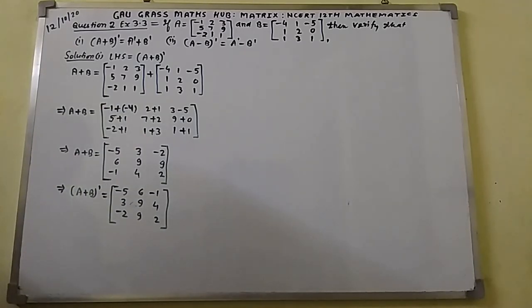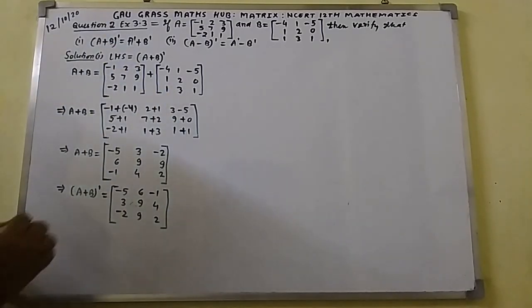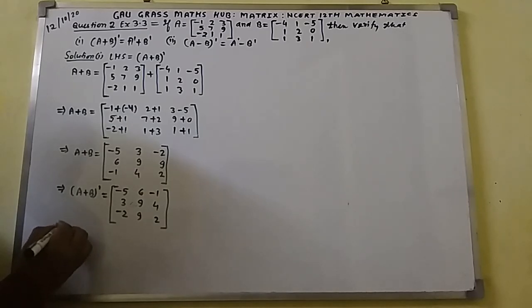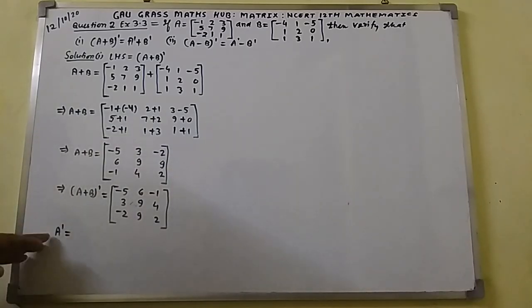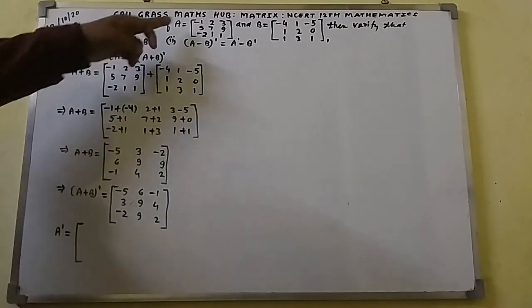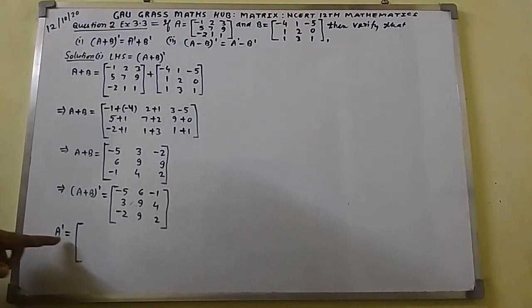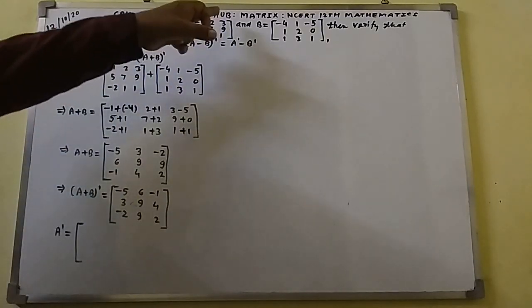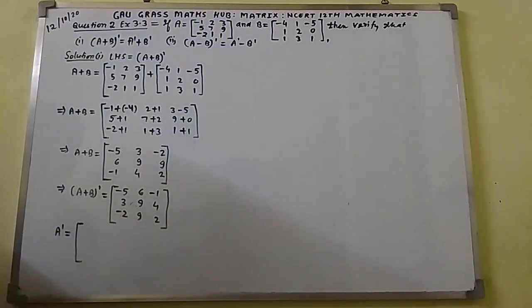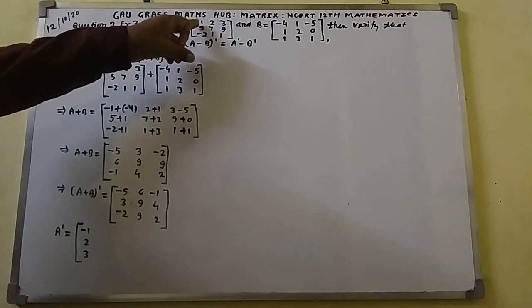Now what you have to get here? Here you have to get the A dash. So here I shall write A dash. The A dash means transpose of the matrix A. Here you can see this matrix is A. So this matrix ka transpose I shall write here, A dash equal to. Here the first row will become the first column. The first row you can see minus 1, 2, 3.